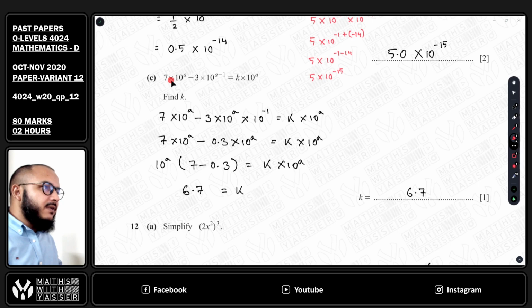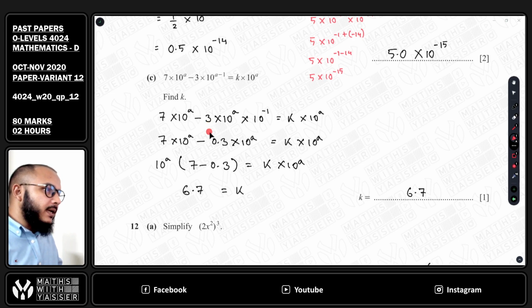Next part, we have 7 times 10 to the power a minus 3 times 10 to the power a minus 1 is equal to k times 10 to the power a. We need to find the value of k. So what we have done, I have split this power. 10 to the power a minus 1 can also be written as 3 times 10 to the power a times 10 to the power minus 1. So therefore, in the next step, what I can do is, if I bring this 10 to the power minus 1 in the denominator, it will become 10 to the power 1.